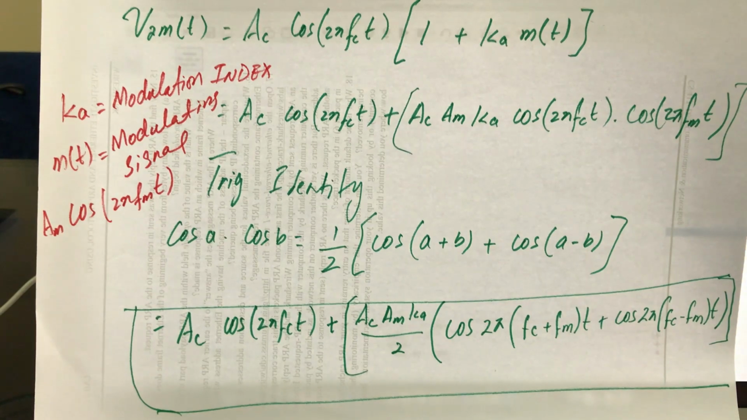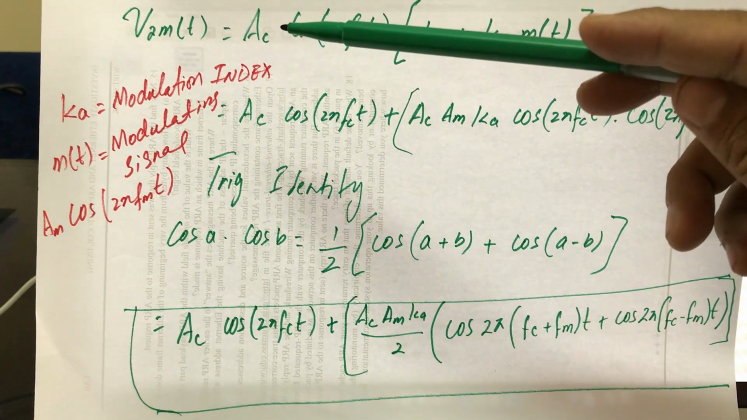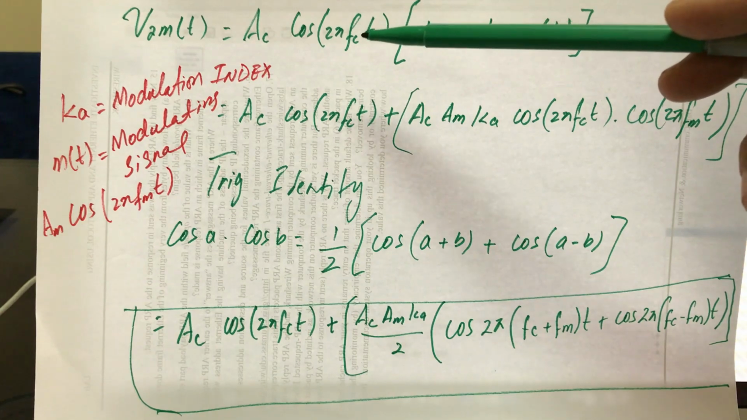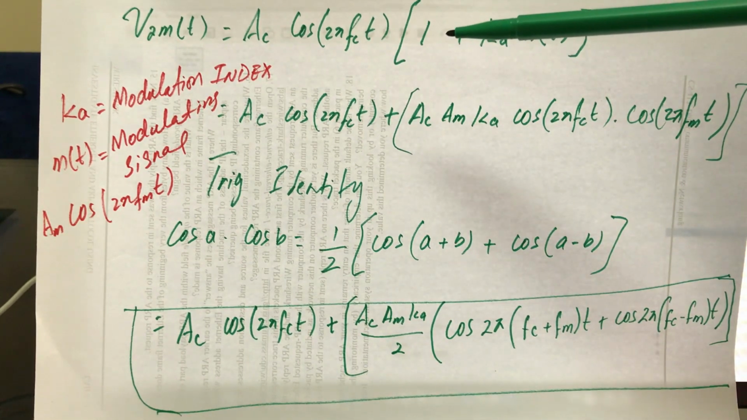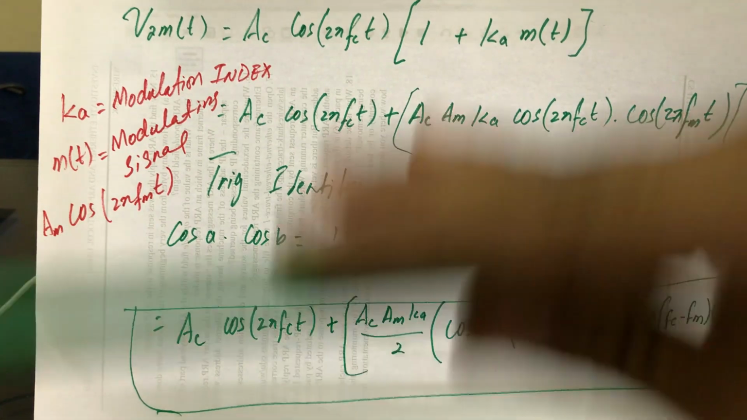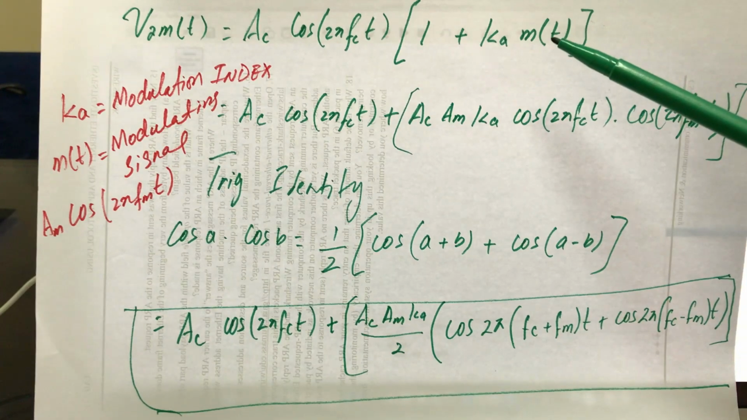All right, if you look at the equation on top, this is the equation for your amplitude modulated signal. We have a signal that has an amplitude of Ac, that is your carrier signal, with a frequency of fc. Plus, in a bracket, you have 1. This is just to make your signal go up, that's it. Plus some Ka factor multiplied by m(t).